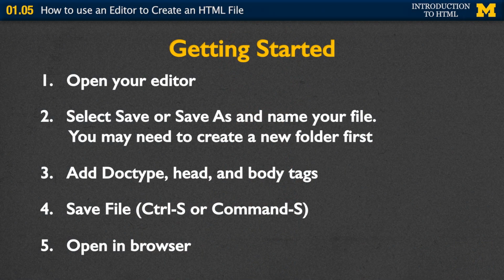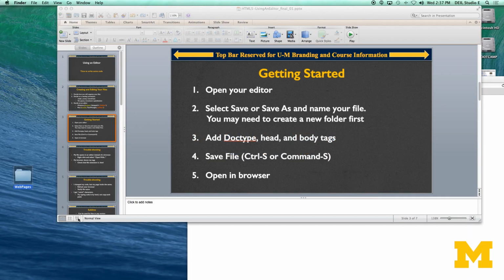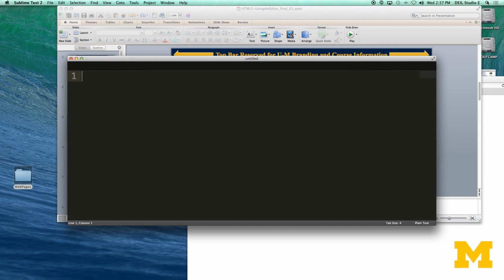So in order to get started, let's quickly review the 5 steps that we're going to do, a few of them repeatedly. You're going to start by opening your editor, and then you're going to save your file, add some content, save the file again, and open it in your browser. I want to walk you through a quick example, and I'm going to use Sublime to do it. But don't worry, I'm going to go ahead and show you some of the other ways to do it as well.